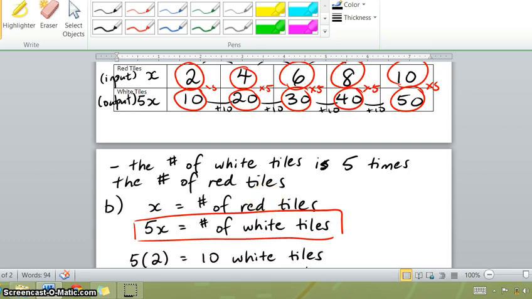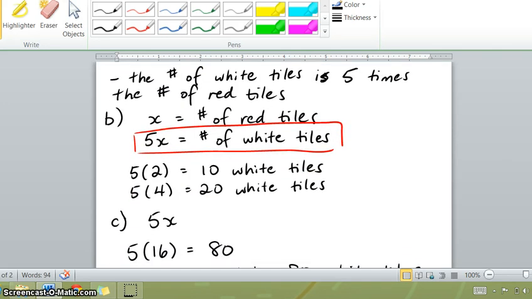Question B asks you to choose a variable and state what it represents. Well, our variable is x, and that represents the number of red tiles. So that's what's called the independent variable. Then 5x is the number of white tiles, and 5x is 5 times the number of red tiles. We tested that out by saying that 5 times 2, which is the number of red tiles in the first design, equals 10. 5 times 4, which is the number of red tiles in the second design, is 20. So we know that our expression works.